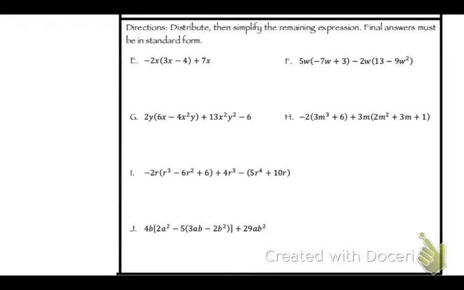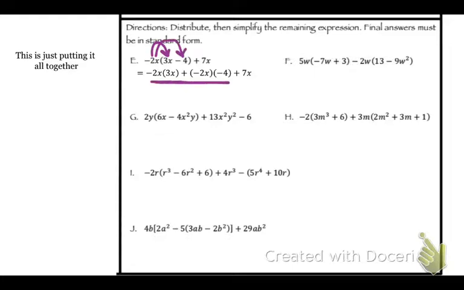Okay, so these ones we have to distribute, then simplify the remaining expression. Final answers must be in standard form. So this is just putting it all together. So if we look at this one, we're going to distribute. All I did right here is I distributed this to both of those. And you don't need to write out this step if you don't want to. If it helps you, absolutely do it 100%. If you don't need to do it, then don't do it.